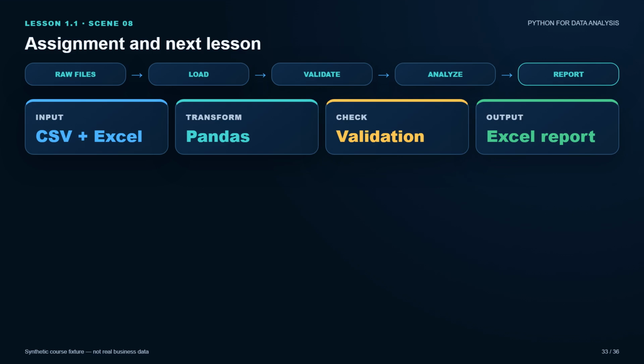Let us recap. The final project starts with monthly CSV files, customer data, and targets. Python loads and validates those inputs. Pandas cleans and analyzes the valid rows. Matplotlib creates charts. OpenPyXL helps export a formatted workbook. The pipeline also writes clean data and a quality report so the result can be checked.